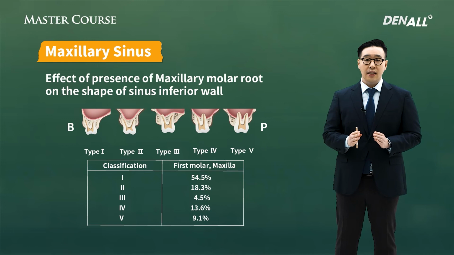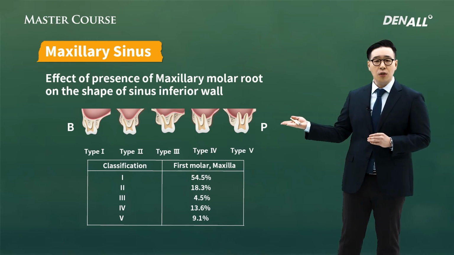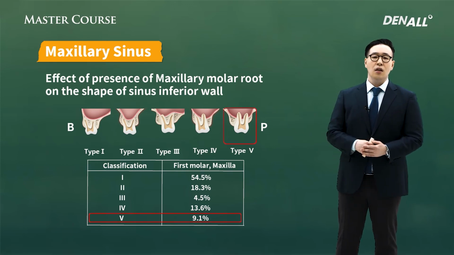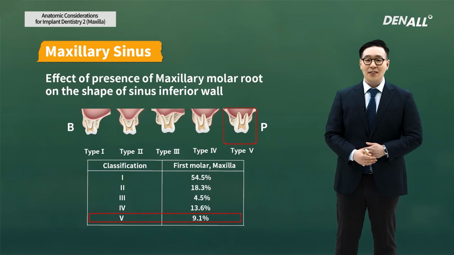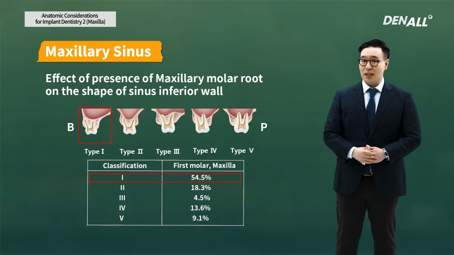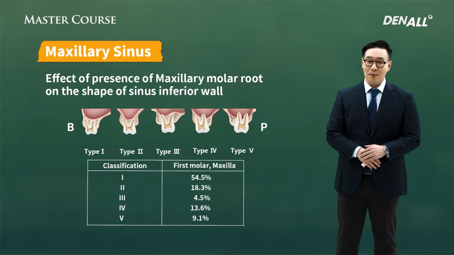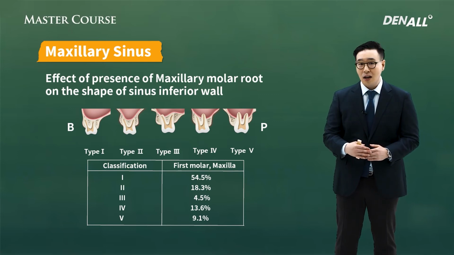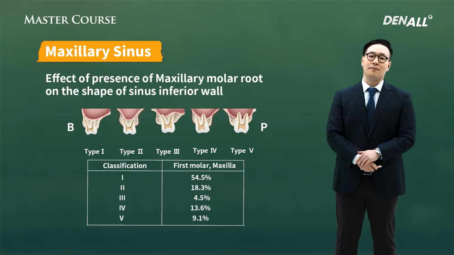Now, the molar root affects the shape of the sinus inferior wall. Type 5 is very irregular and rough, and the possibility of that is low, at 9.1. Most cases are flat, as in type 1. That's what the report says. But if you are planning sinus bone grafting, you have to have an accurate CT diagnosis to avoid any unexpected situation during surgery.